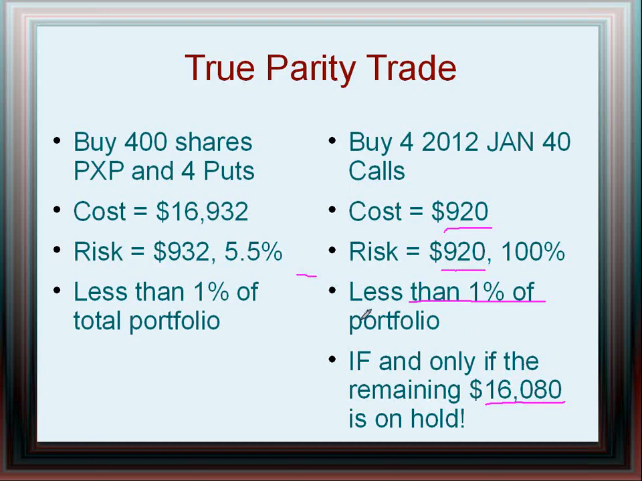If you buy more than those 4 calls, if you use any more of that $16,080 to enter into different positions, whether they're covered calls or you're buying more long calls, we no longer have a parity trade. I'm still risking that small amount of 5.5%, guaranteed exit, only 1% of my portfolio, but the minute you start using more of this capital, then we are no longer at parity. Okay, so that's the trade-off.